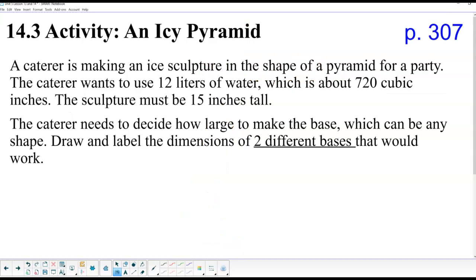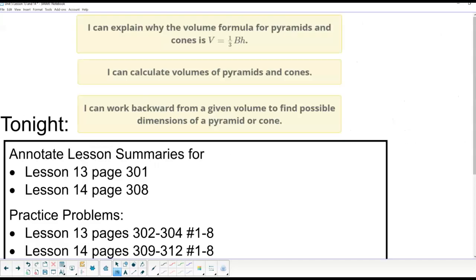All right, I think we're going to skip this one. I would highly recommend you go ahead and try 14.3 on page 307. I'll write my answers and put that in the notes, but we're going to skip that and have you jump right to the ending piece. So our big piece today is we know the volume for any pyramid or any cone is 1/3 the area of the base times the height.